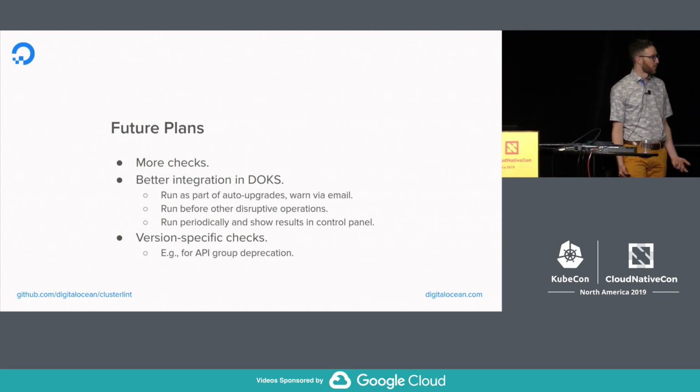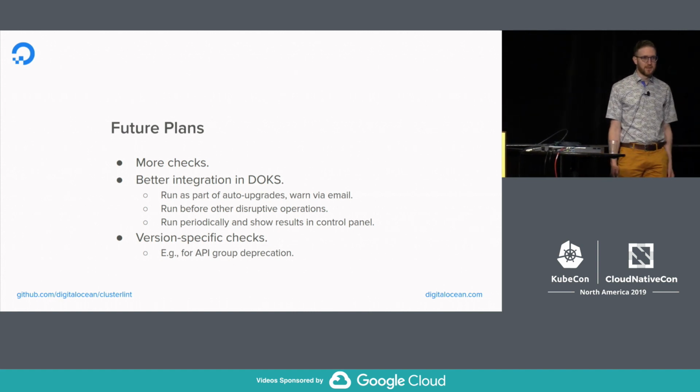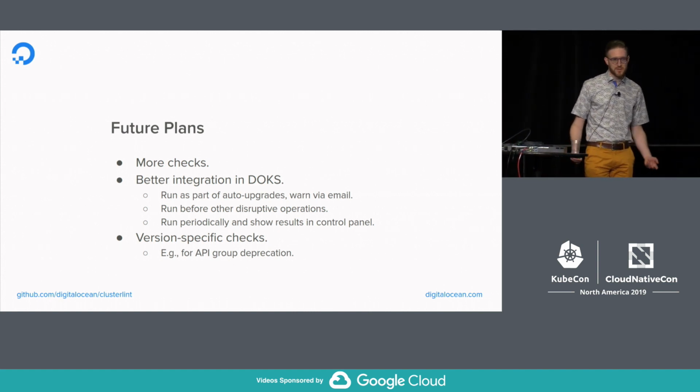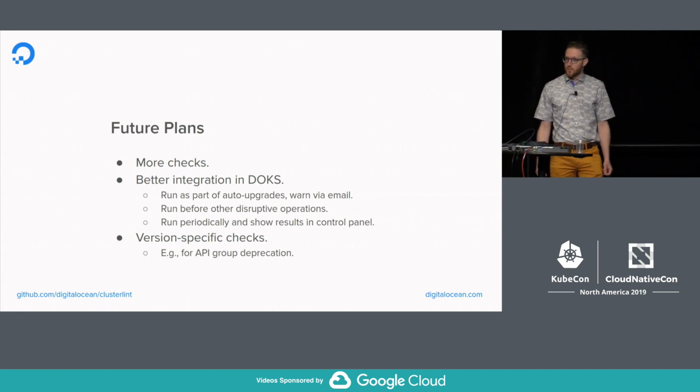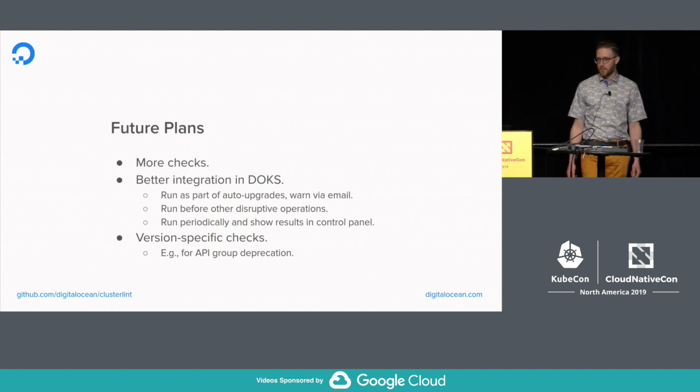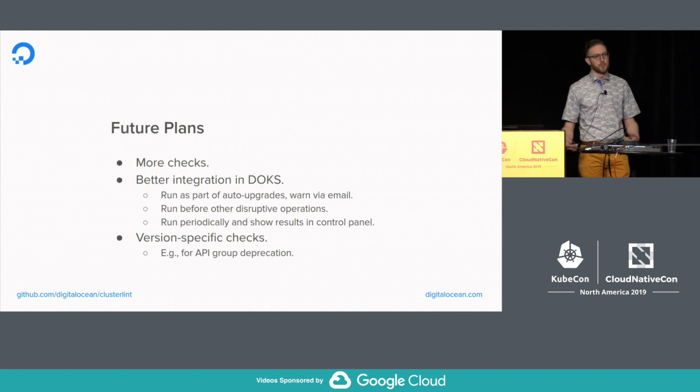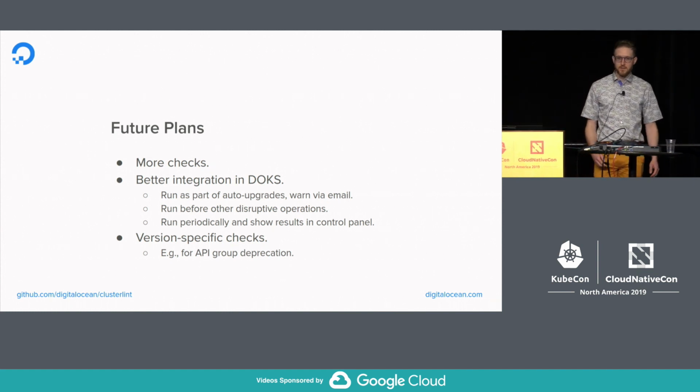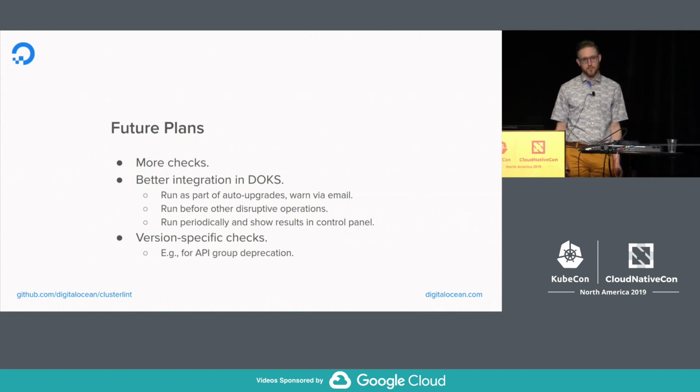For one, we'd like to add more checks. We definitely don't cover everything. There's a wide array of Kubernetes best practices, and we only cover some of them. Another is better integration into our product. So as I mentioned, right now we run it automatically only before manually triggered upgrades. We'd like to run it also before our auto upgrades.